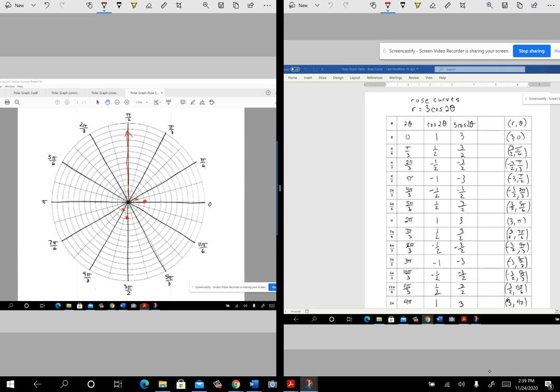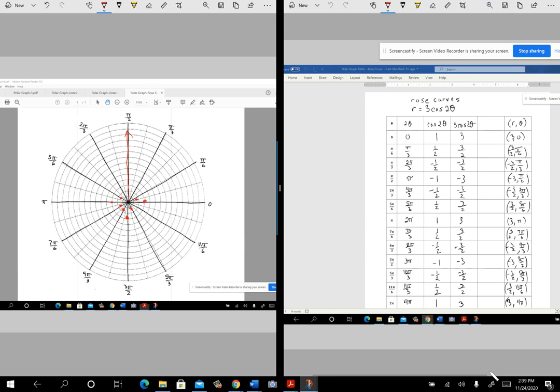Then 2 pi over 3, which is here, has a -1.5. So I'm going to be over here. Okay. Then 5 pi over 6, which is there, has a +1.5. So I'd be out here on the terminal side itself. Okay, then pi, I'm at 3. At 7 pi over 6, I'm at 1.5. Okay. So where was I?